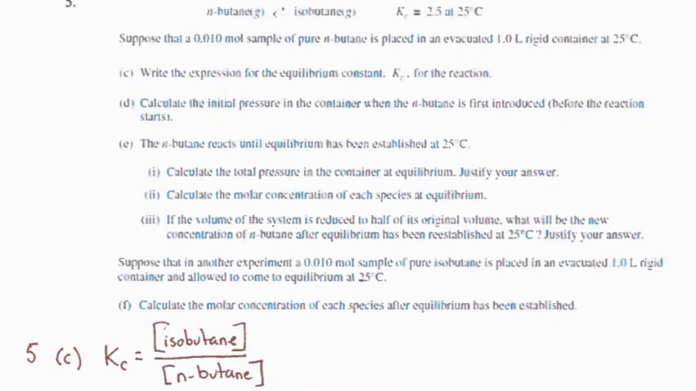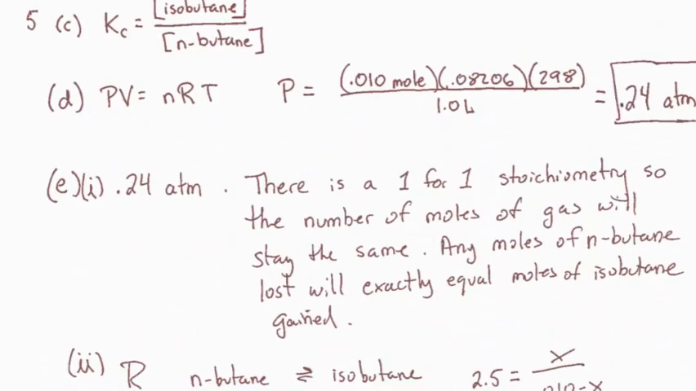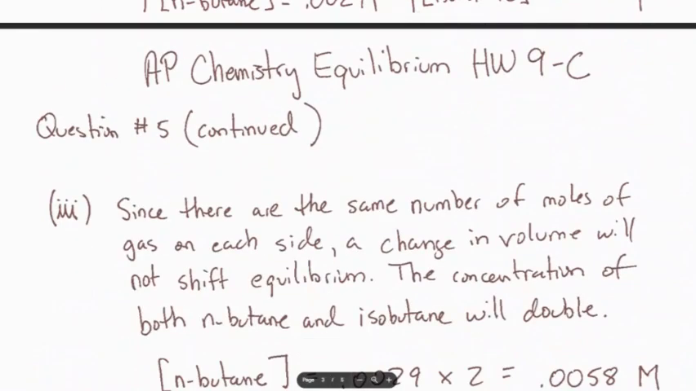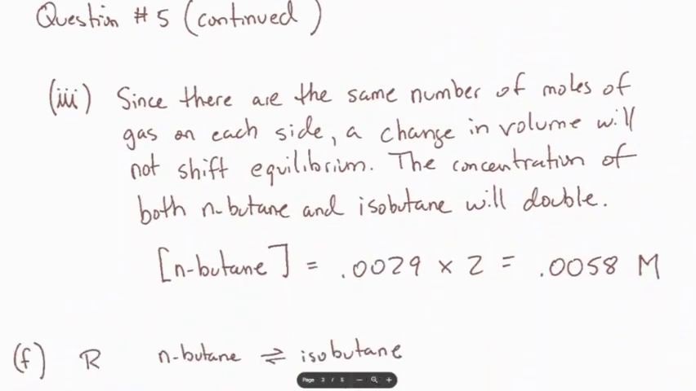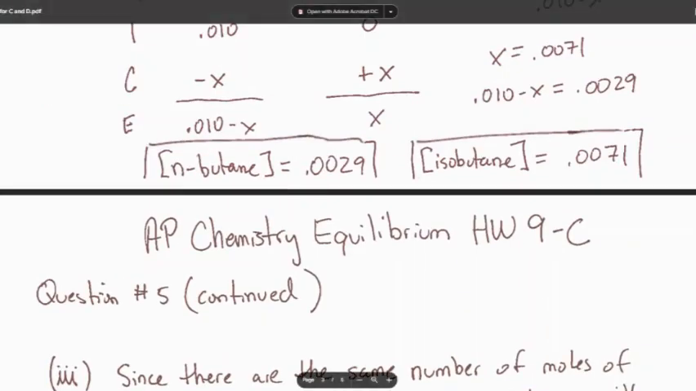The volume of the system is reduced to half its original volume. What will be the new concentrations? Since there's the same number of moles on each side, the change in volume will not shift the equilibrium. The concentration of both of them will double. Makes sense?